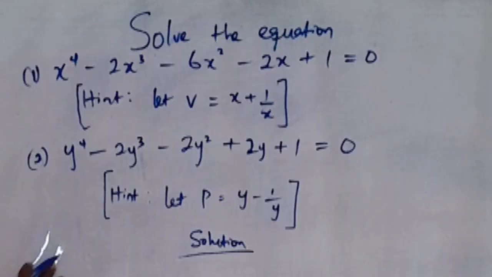Basically, I'm doing this video to talk about what happened when I was doing my last video for upload. Now, there was this question I was trying to solve. I think it's y raised to the power 4 minus 2y raised to the power 3 minus 2y squared plus 2y plus 1 all equals to 0. Now, we're given a condition that p equals y minus 1 over y.